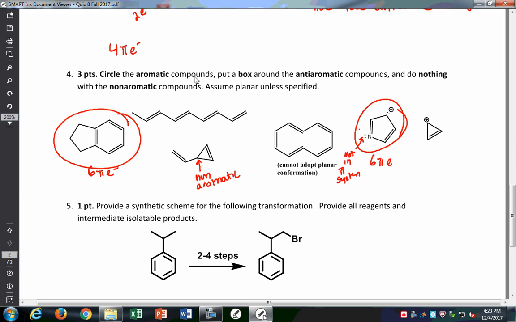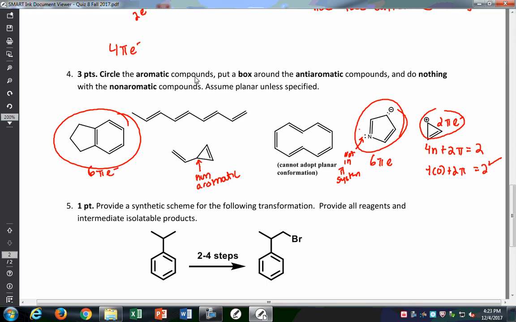Our 4n plus 2 pi is what we're trying to get. That would equal 2, because we have 2 pi electrons. n can be 0. So this is, in fact, aromatic.